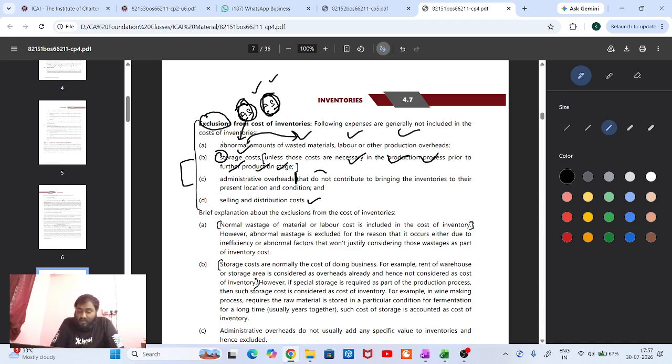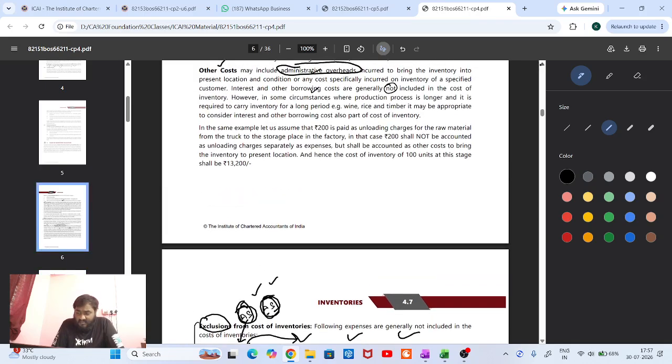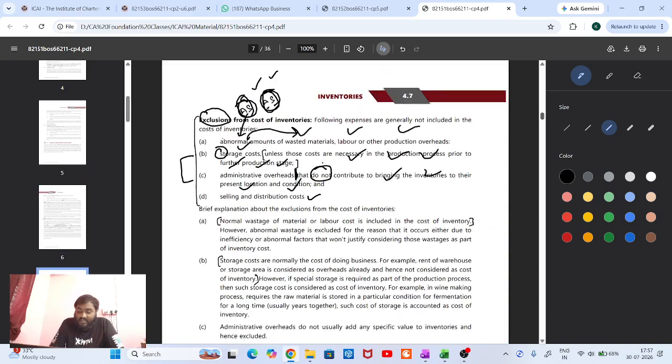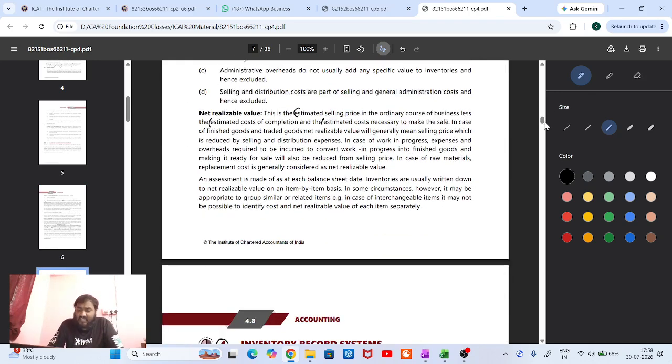Administrative overheads that do not contribute to bringing the inventories to the present location and condition. Administrative overheads are here also, right? But if they bring the inventory to the present location and condition, that is why it is included. If they do not contribute to bringing inventories to the present location and condition, these are not included. Net realizable value is the estimated selling price in the ordinary course of business minus estimated cost of completion and estimated cost necessary selling cost to make the sale.